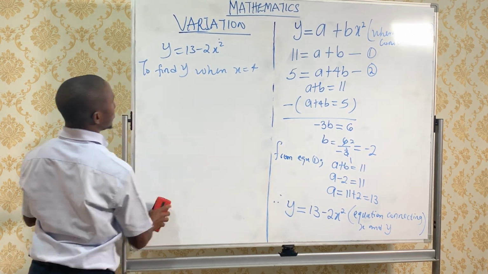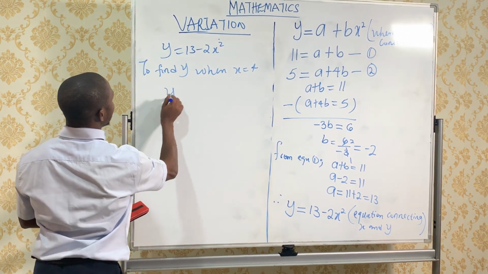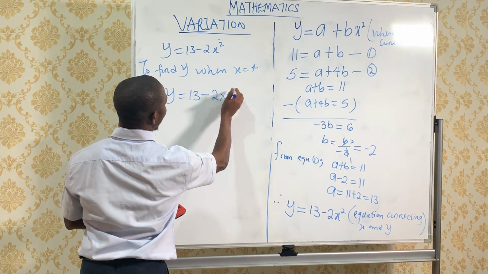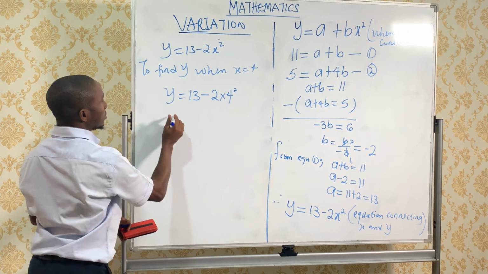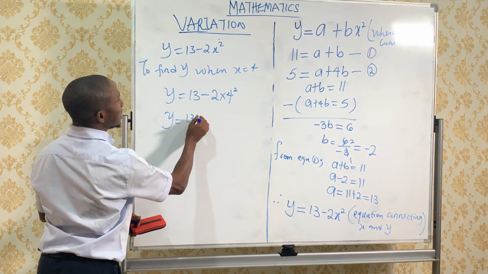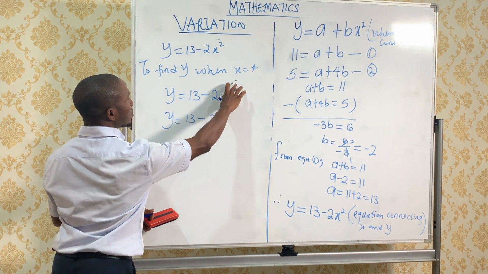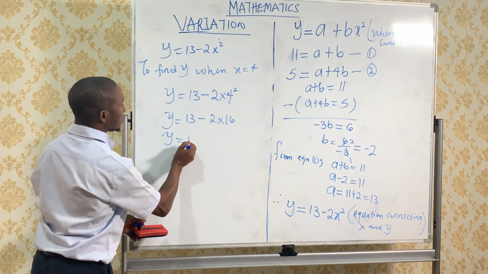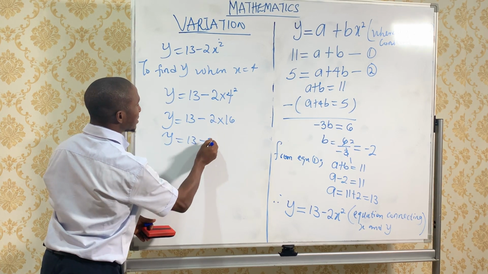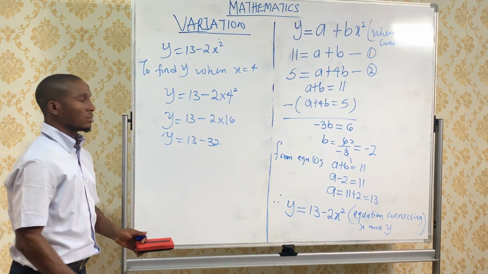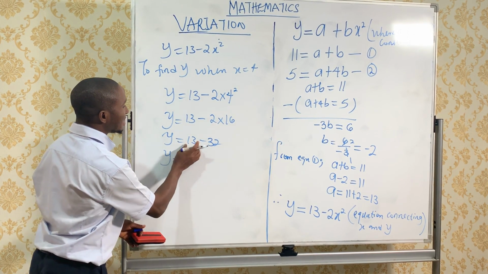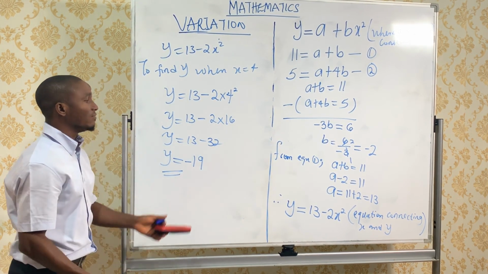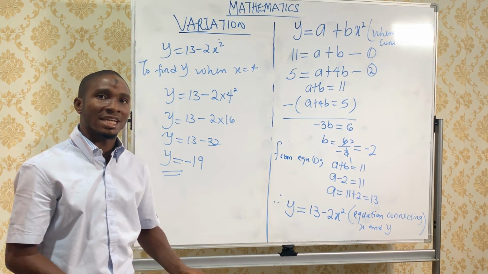y is equal to 13 minus 2 times 4 squared. x has been given to be 4. So y is equal to 13 minus 2 times 16, because 4 squared gives us 16. So y equals 13 minus 32, which gives us minus 19. And that is the value of y. And this is the end of question 1.